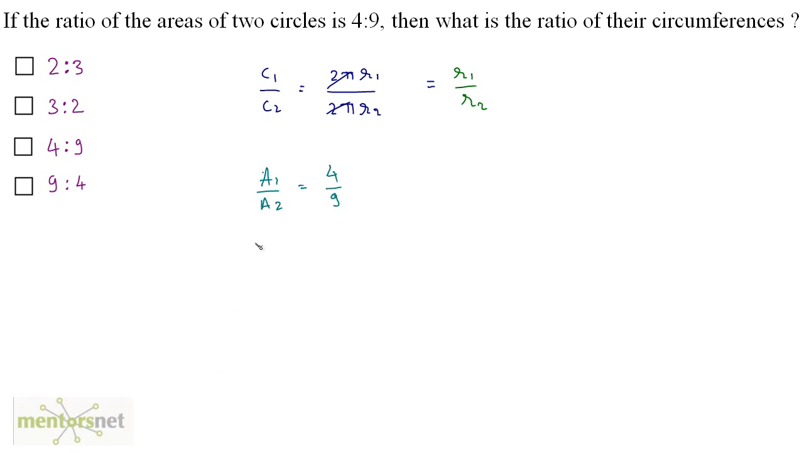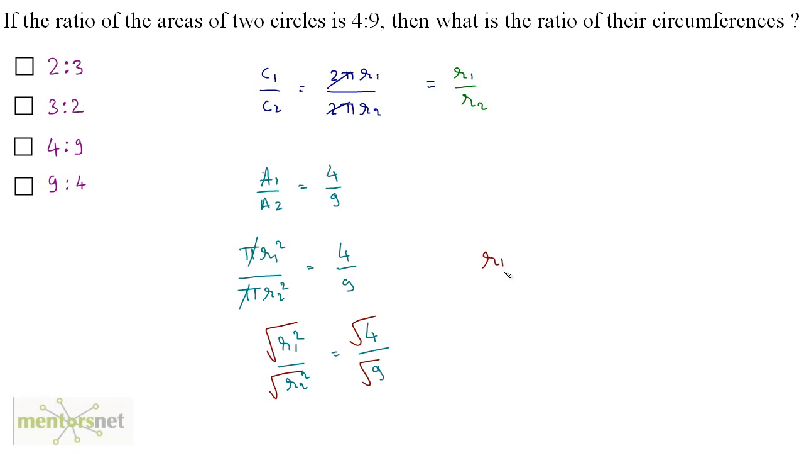Well, what is A1 by A2? It is pi r1 square divided by pi r2 square, and that's 4 by 9. Pi and pi get cancelled out. You have r1 square by r2 square, equal to 4 by 9. Now taking the square root on both sides, you get this. So if you solve this, you'll get r1 by r2, and that's root 4 is 2, root 9 is 3. So put this here. So you get the ratio of the circumferences as 2 by 3. So option A is the correct answer.